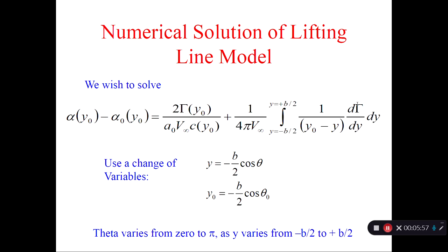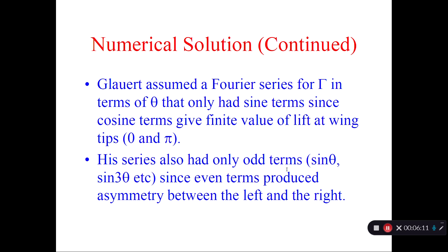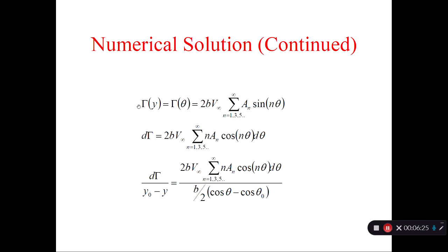Now we also need an expression for gamma. Since this is already in theta, we develop an equation for gamma or assume a solution for gamma in terms of theta. So the solution that we assume is a Fourier series that had only the sine terms, not cosine terms. Why not a cosine term? Let's take a look at the series. So this is what he assumed. He assumed n equal to 1, 3, 5, etc. And he only assumed sine of n theta. He did not assume cosine of n theta.